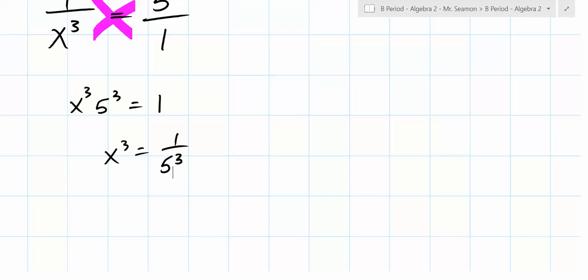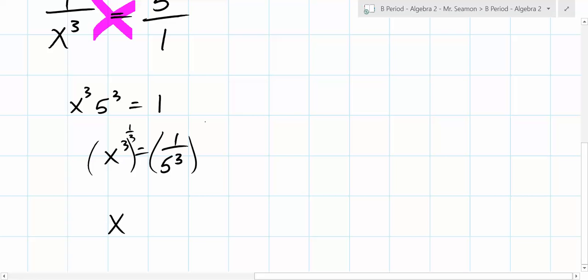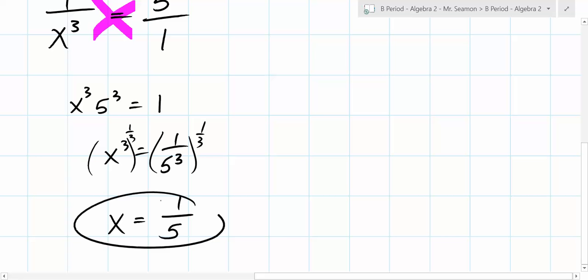What's the cube root of 1? 1. What's the cube root of 5 to the third? So what you do here is you're taking the cube root, which is 1/3 power. So you get x is equal to 1 over 5.